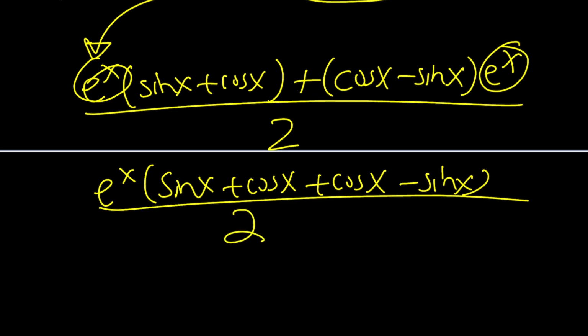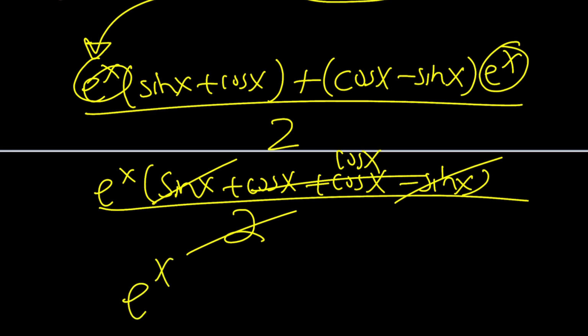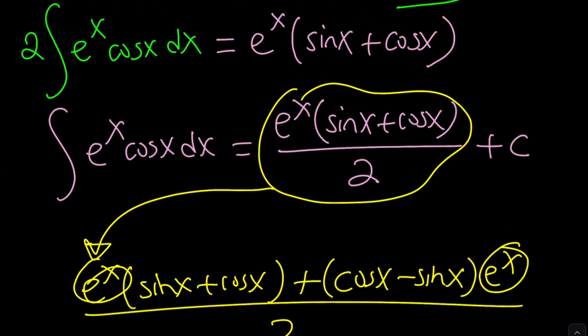And then from here, you get 2 cosine x and 2 cancels out. You end up with cosine x, e to the x, and that will be the original stuff that we started with. Bingo, it checks out. So we're done, and this brings us to the end of this video.